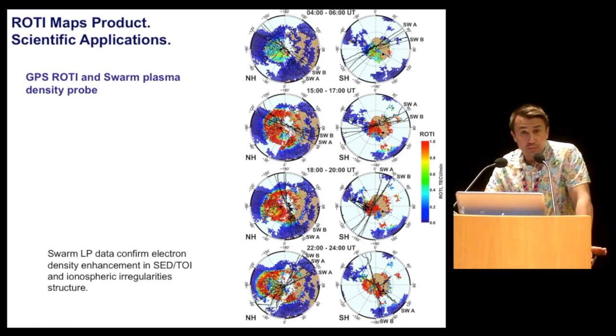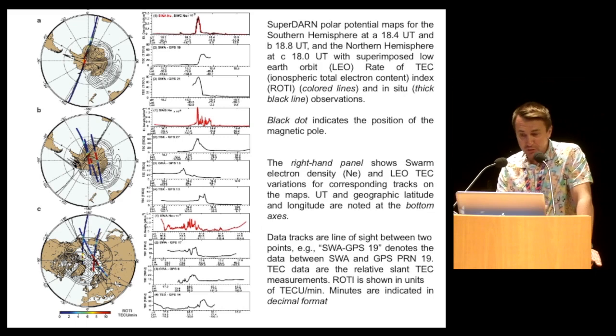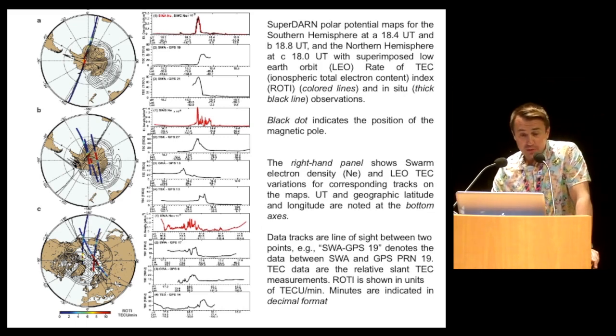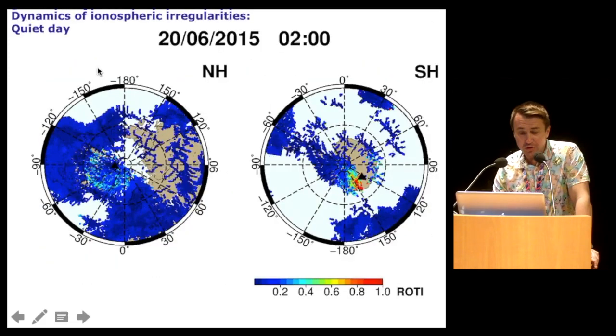I also have a poster where the technique for ionospheric irregularity estimates from satellite-based techniques is described in detail. There is also additional information about Swarm data, where we obtain peaks at Swarm's 500 kilometer altitude. Let me go to the conclusions.